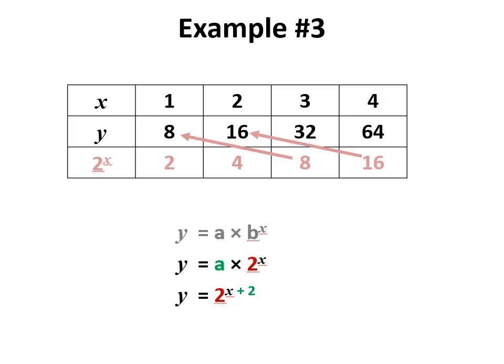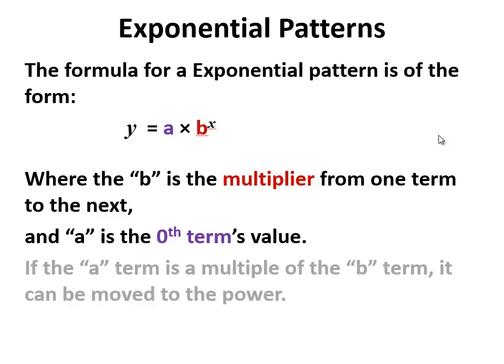So to recap, an exponential pattern is one of the form a times b to the x, where the b is a multiplier from one term and a is the correction that makes all the terms correct, which we can find by going to the zero term. If the a is a multiple of the b, then we can move it into the power.